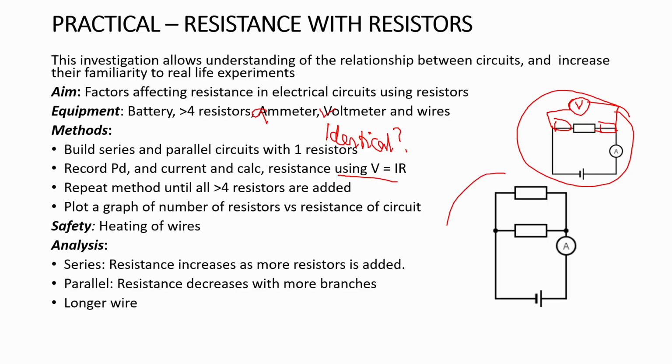And again, with the parallel circuit, if we are measuring an increasing number of resistors, we've got the current here in the ammeter, but what about a voltmeter? Where's that going to go? Because we'd need to explain that to the students. Plotting a graph of number of resistors versus resistance of the circuit. Not sure how useful that is.